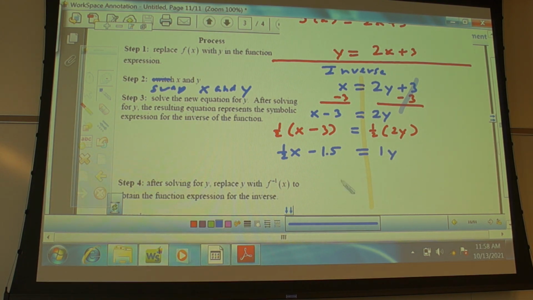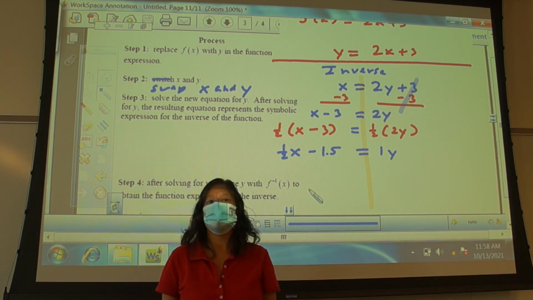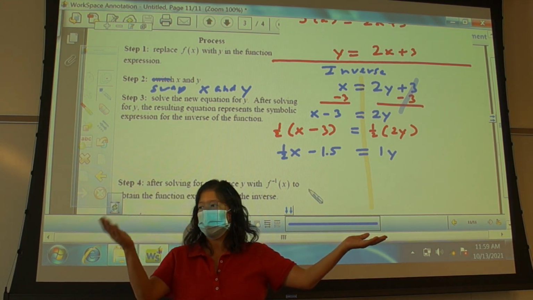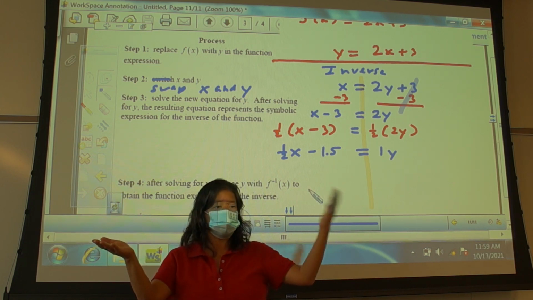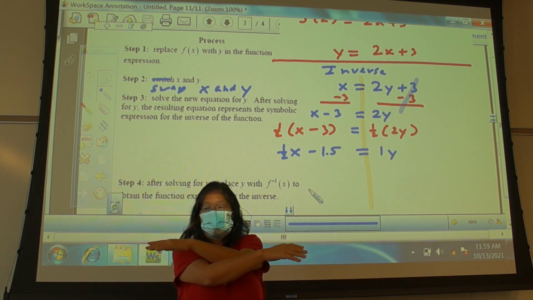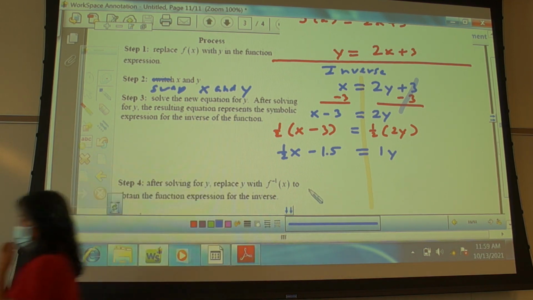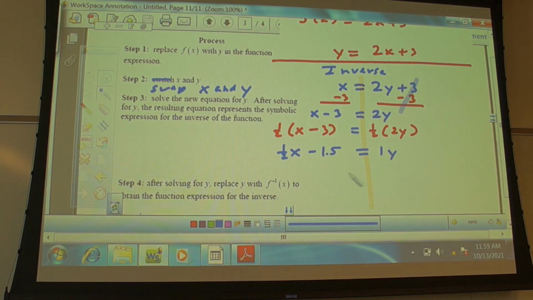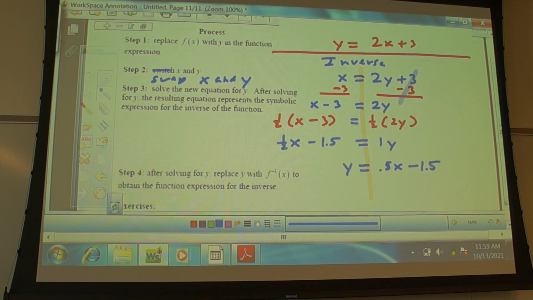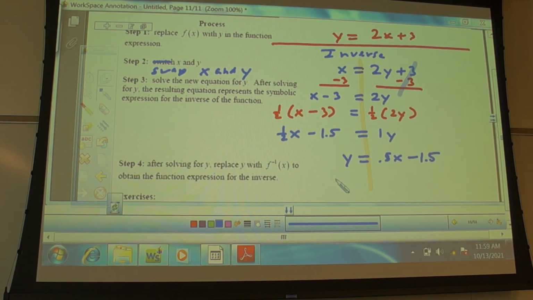So then I have y equals. I can switch sides, right? I go to the grocery store. I buy 3 pizzas. I pay $9. $9 equals 3 pizzas. Also, I can switch them. 3 pizzas equals $9. Same thing, right? Everybody okay with that part? So I can swap places on these guys, and say that y equals 1/2 x or 0.5 x minus 1.5.